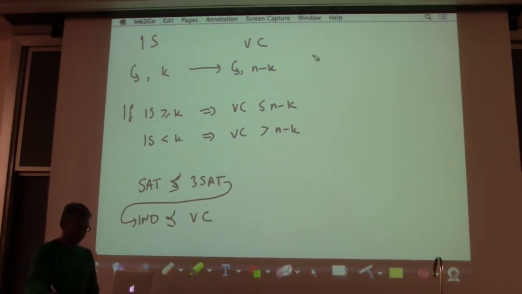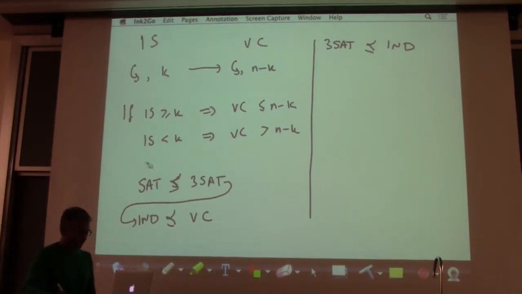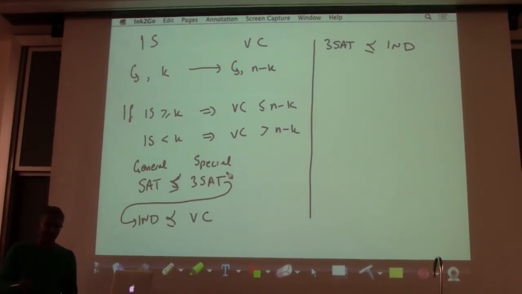We're going to show that 3 SAT reduces to independent set. This is an example of a slightly trickier kind of reduction. The first reduction we saw, from SAT to 3 SAT, was going from general to special. The second kind, from independent set to vertex cover, used a nice structural property to say that these are essentially the same problem, one's a complement of the other. If you're lucky, that happens sometimes.